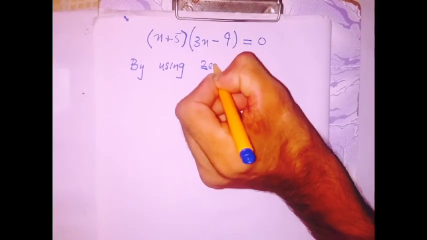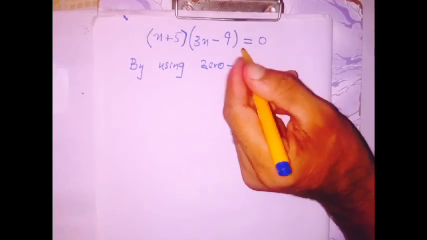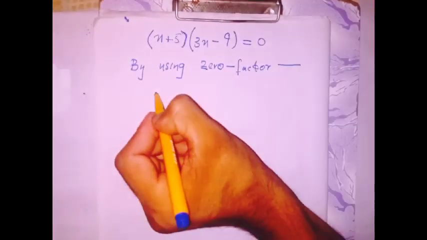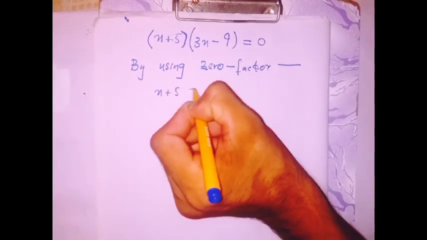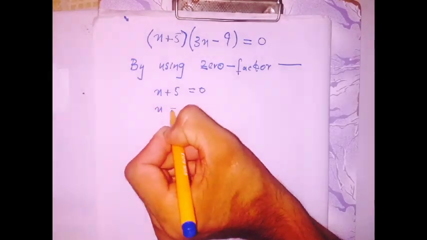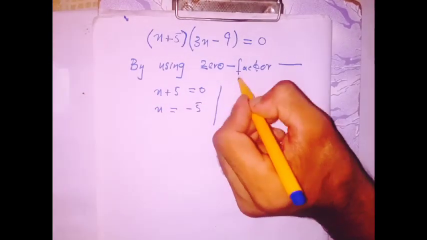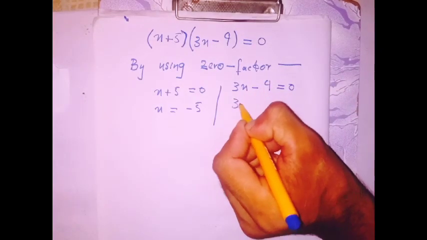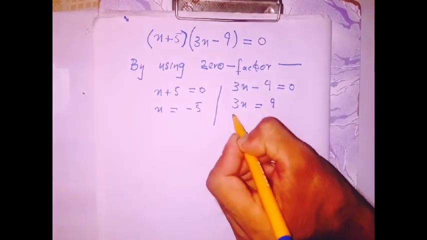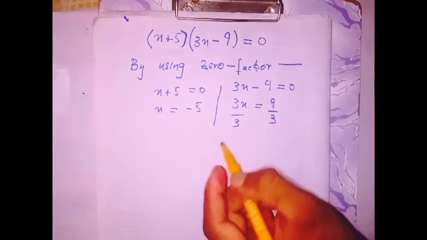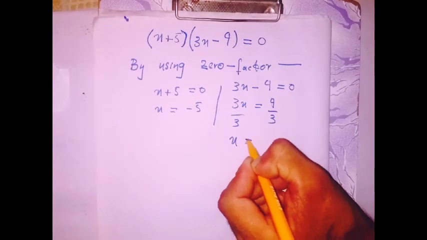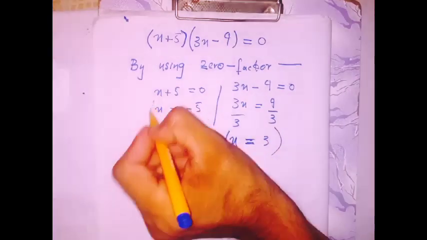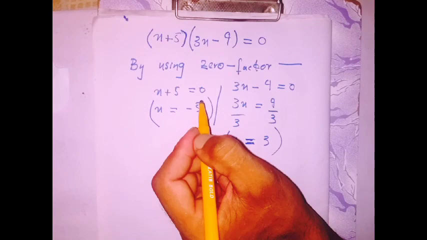Now here we have to use the zero factor property. So by using the zero factor property, we can write x plus 5 is equal to 0, so if we subtract 5 from both sides, we get x is equal to minus 5. And the other one is 3x minus 9 is equal to 0. If we add 9 to both sides, we get 3x is equal to 9, then dividing by 3, we get x is equal to 3, and x is equal to minus 5.